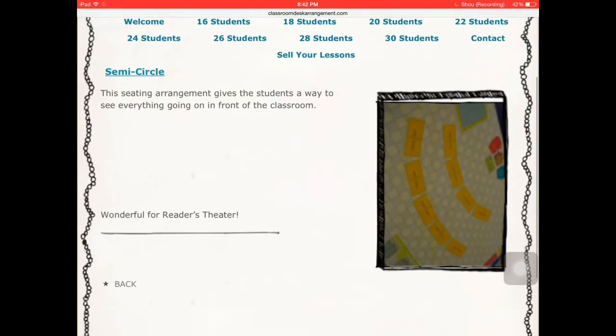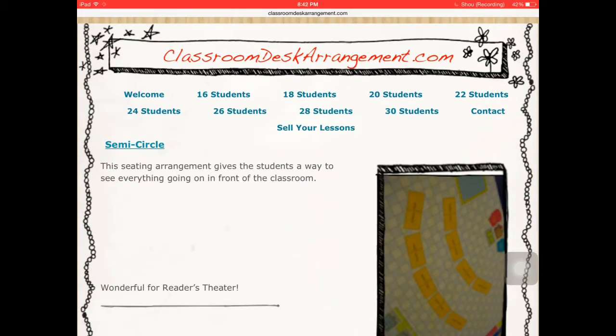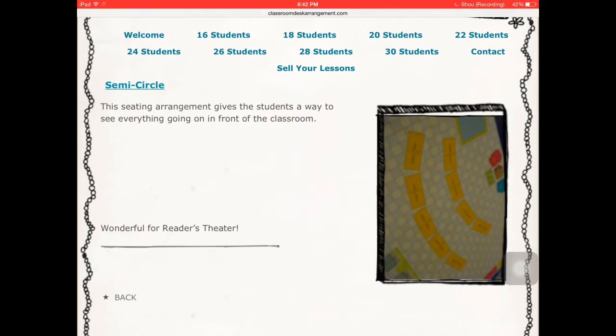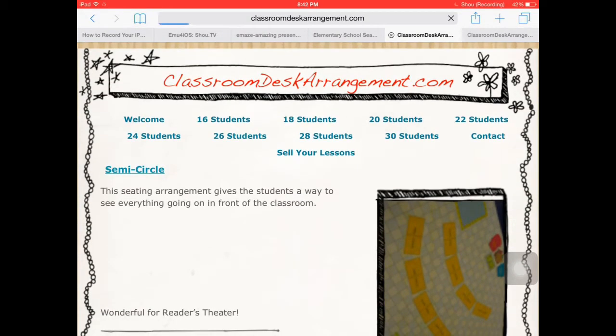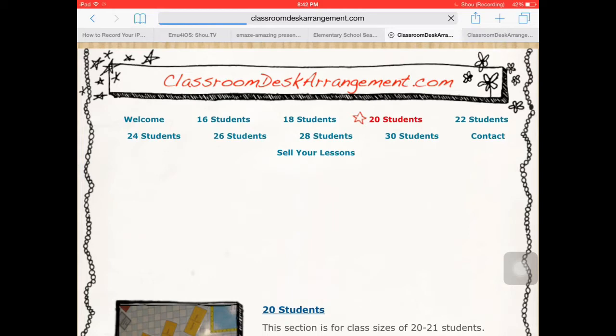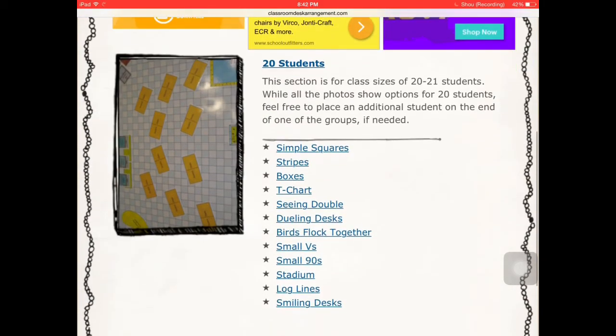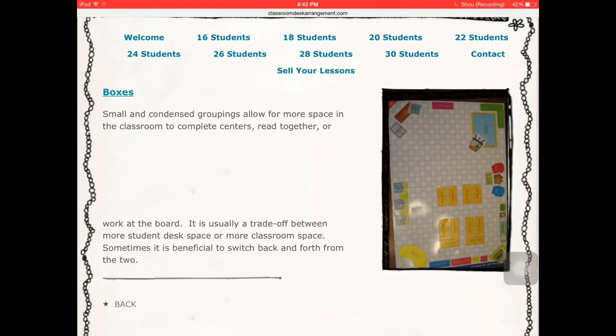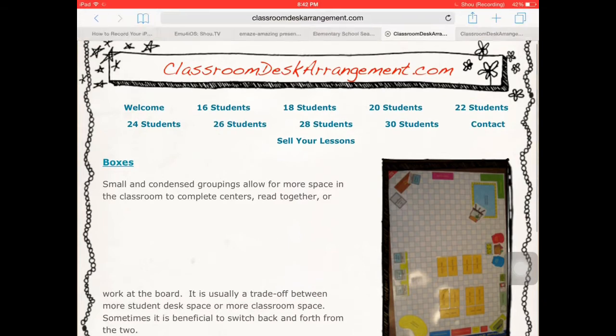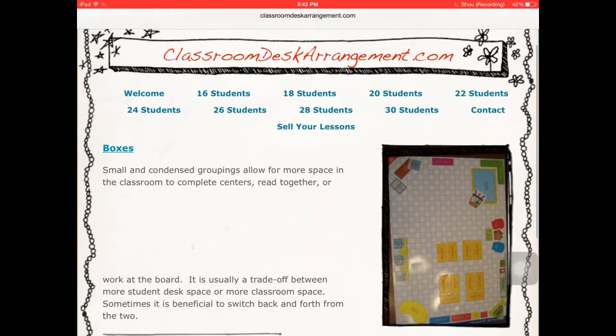It'll literally give me not only a picture of what I can set my desks up like, but it also gives me an explanation. So let's say I click on 20 students. It'll have a list of 20 student arrangements. I can click on boxes. It'll give me a picture of what that would look like to have the groups set up. So yeah, that's the site.